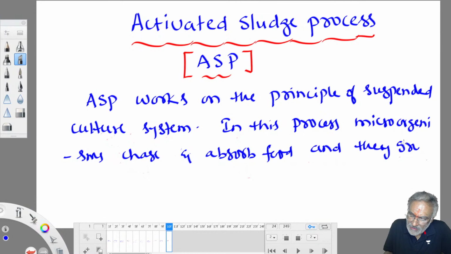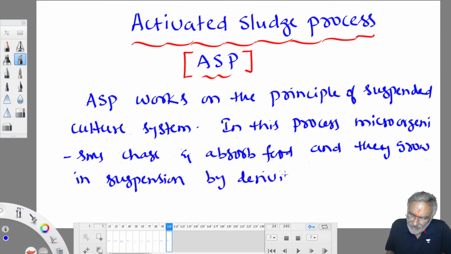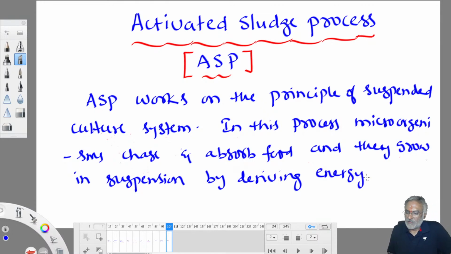They grow in suspension by deriving energy. If you eat food, you will get energy for your growth. That's why it's called a suspended culture system.